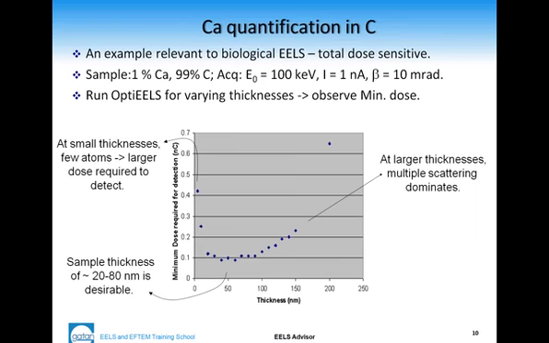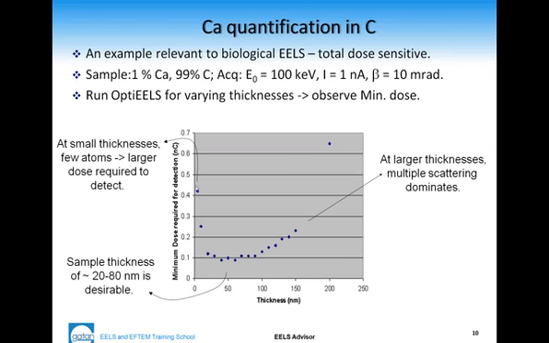An example that is relevant to biological EELS is the calcium quantification in carbon. So in this case, it's total dose sensitive. So in the sample, we have 1 atomic percent of calcium and 99 atomic percent of carbon. We have a primary energy of 100 kV, current of 1 nanoamp, a 10 milliradian collection angle. We can run OptiEELS for varying thickness and observe the minimum dose required for detection.